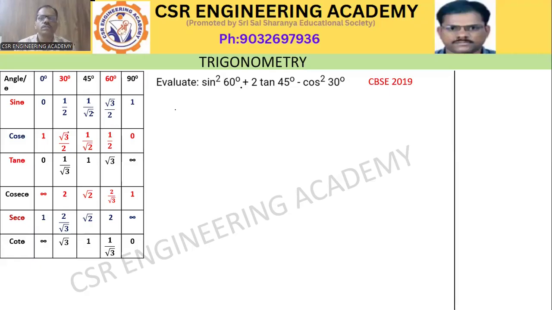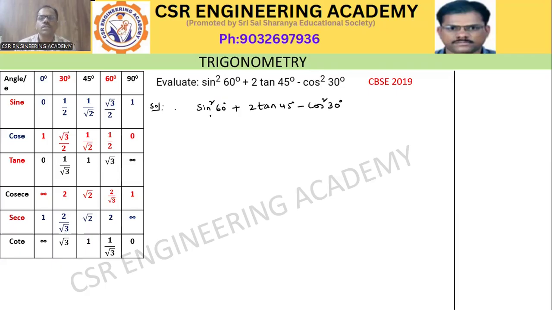Evaluate sin square 60 degrees plus 2 tan 45 degrees minus cos square 30 degrees.